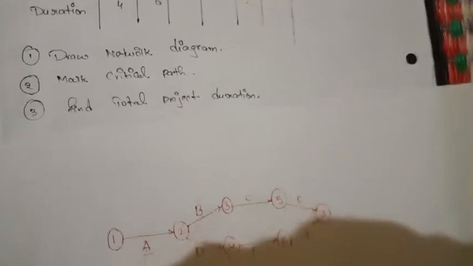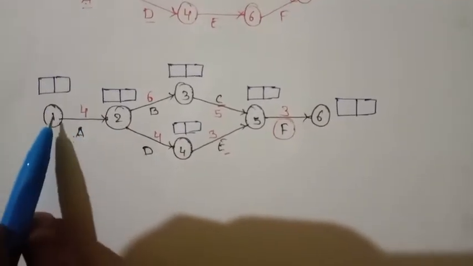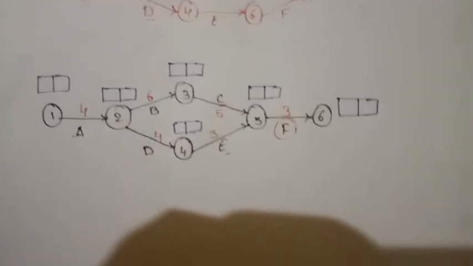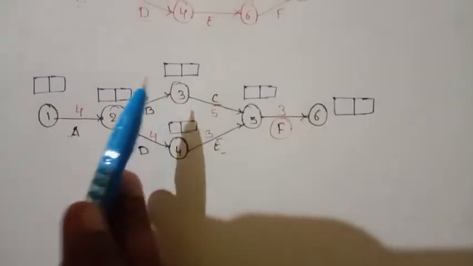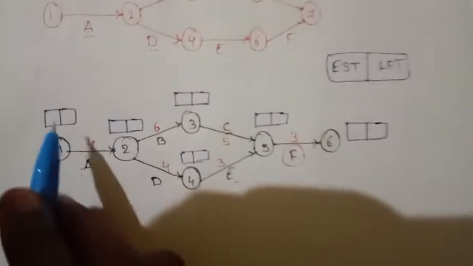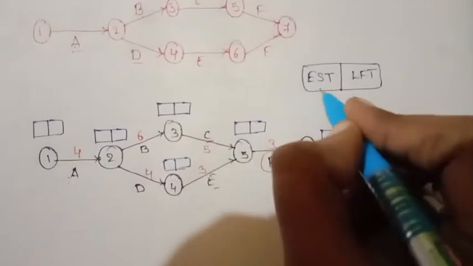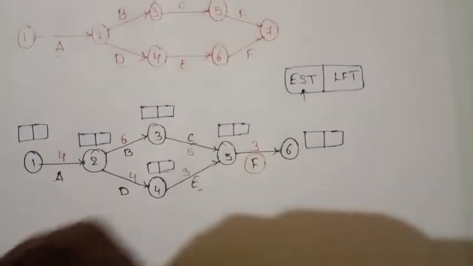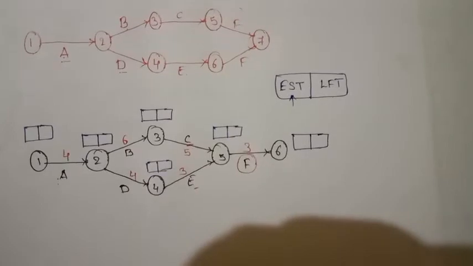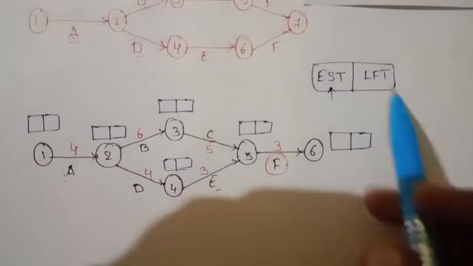Let us see, guys, how to mark the critical path. Just draw two boxes upon each node. This is one node, two node, like that. Upon each node just draw the two boxes. The first box represents the EST, earliest starting time, at what time we have begun. The second box represents the LFT, latest finish time, guys.